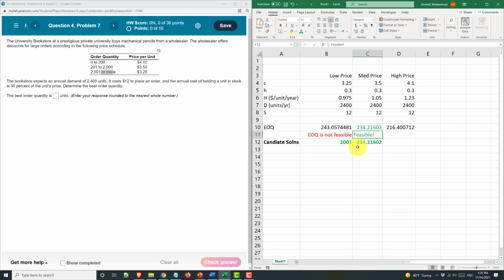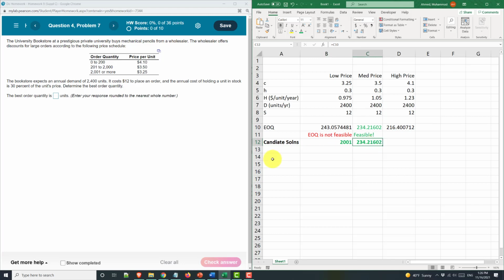If, for argument's sake, let's say the price of 3.5 only applied at 300 or more units, and this was also not feasible, then you would also look at this one, and 216 is feasible because this would be 0 to 300 in that case, and then you would have three candidate solutions, and you would round this up to 300 here. If it was 0 to 300 and 301 to 2000, you would round this up to 301. So depending on the structure of the table and your numbers, you may have to round up certain solutions until you exhaust all of the prices or you hit a feasible solution, and then you don't have to go to any higher price than that.